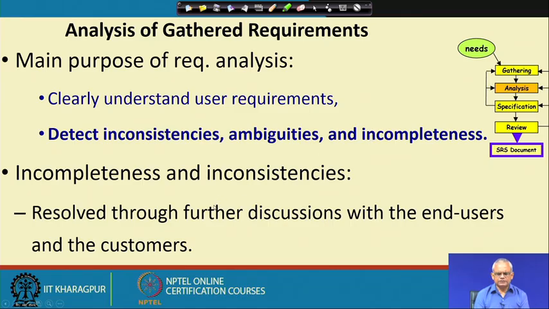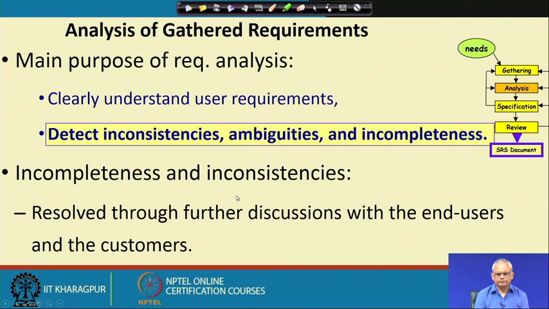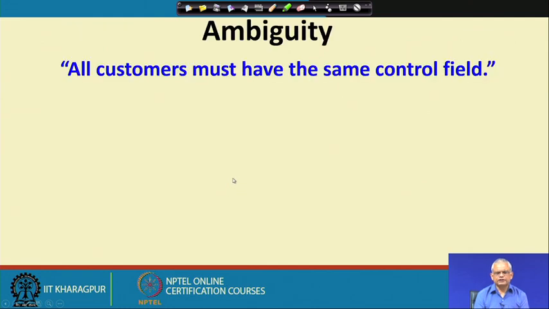And once the problems are identified, these are eliminated by discussing with the customer, end user, to remove these problems. Now, first let us look at the ambiguity problem. Ambiguity, as the name says, is that the requirement is vague. It is not precise enough. It can have multiple meanings.